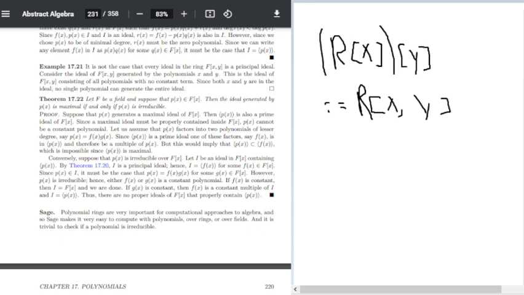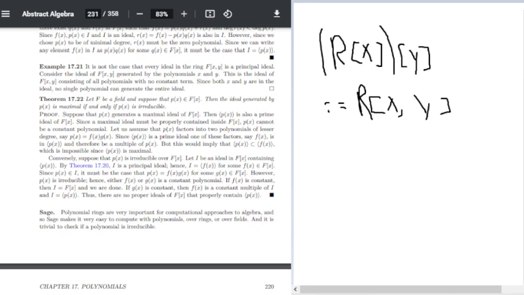Conversely, suppose that p of x is irreducible over F of x. Let I be an ideal in F of x containing the ideal generated by p of x. By theorem 17.20, I is a principal ideal. Hence, I is equal to the principal ideal of f of x for some f of x. Since p of x is in I, it must be the case that p of x is equal to f of x g of x for some g of x.